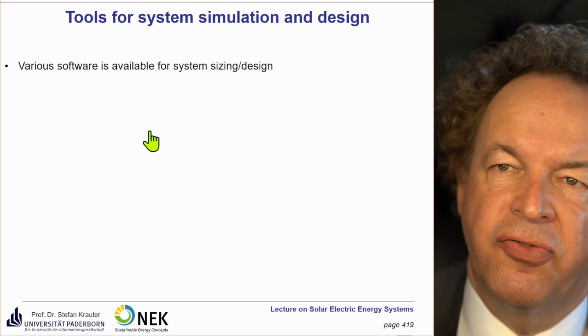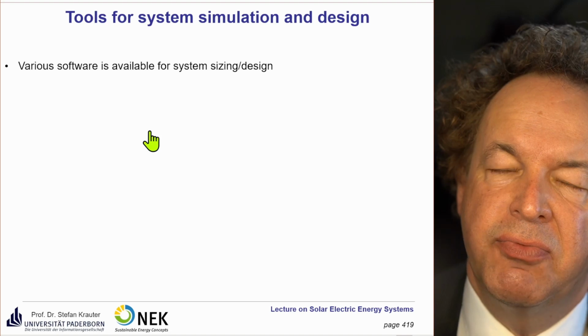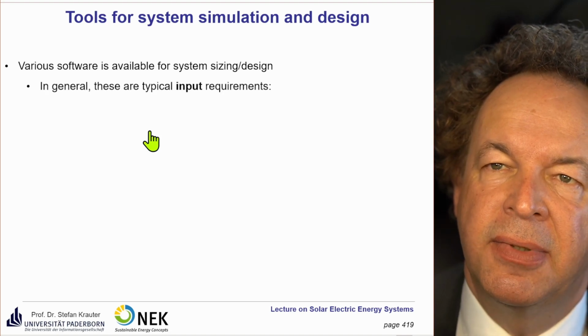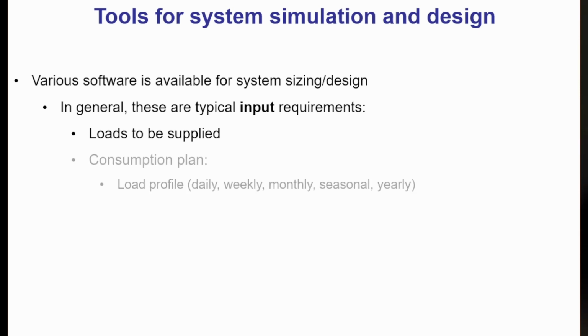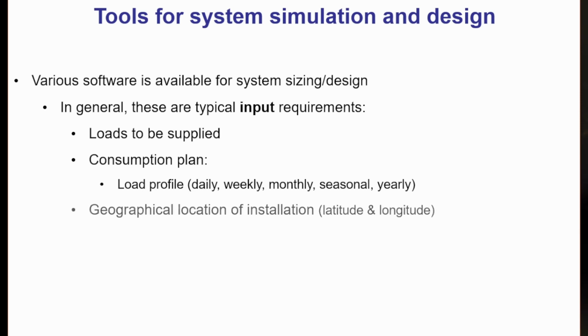So there's different software available for system sizing. We will just discuss the main ones of them. You have typical input requirements such as loads to be supplied. They are rather important. The consumption plan, so you have the load profiles, the daily, weekly, could also be some differences between working days and weekends, or monthly, depending, for example, on agriculture, whether more or less energy is needed. The same applies for seasonal. Also, the years may change in the load profiles.